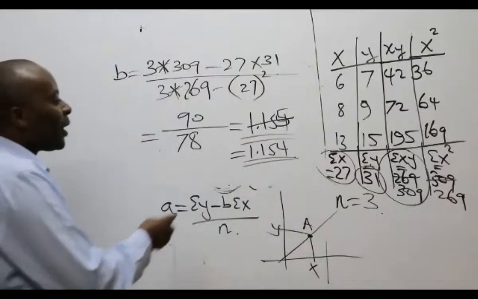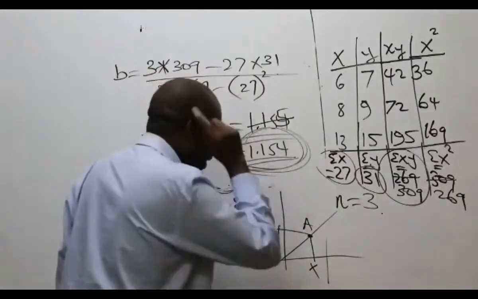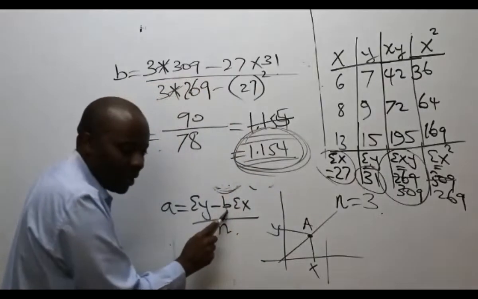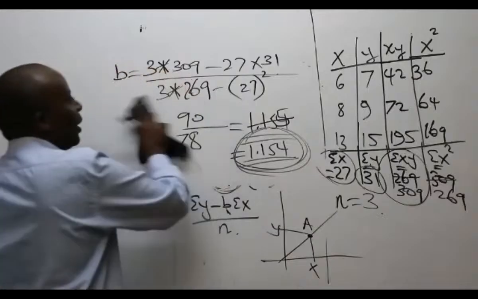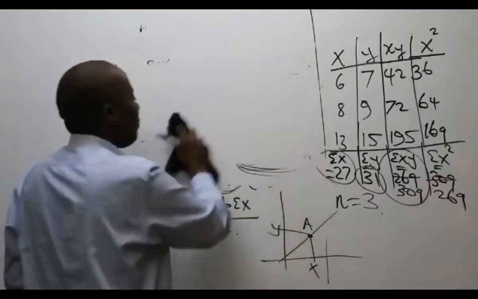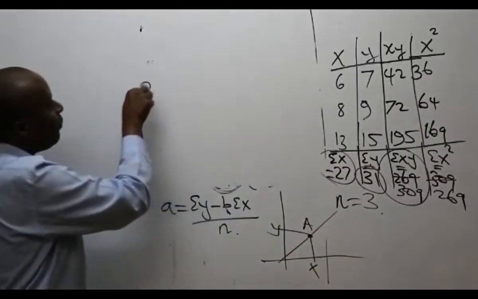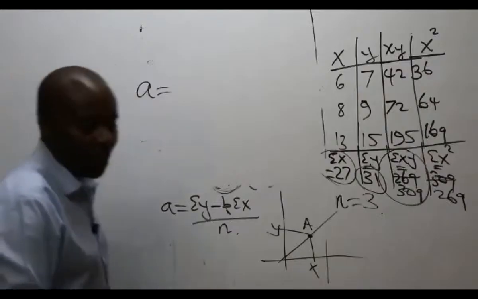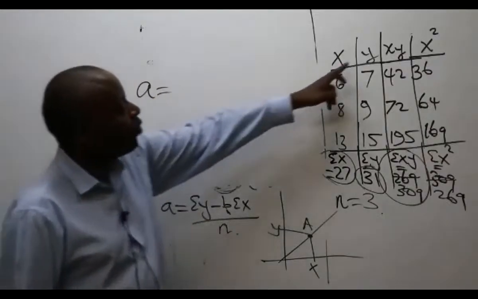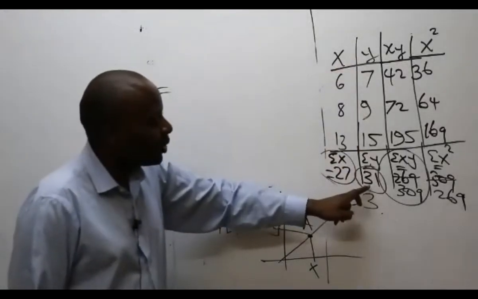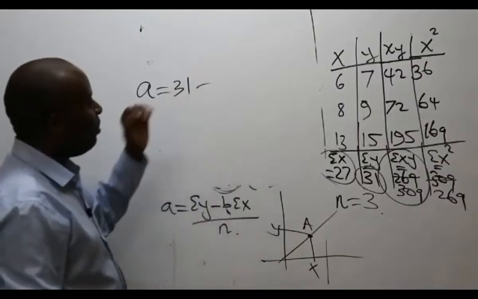Ladies and gentlemen, this figure here will be stored somewhere at the back of my mind because I need it here. While calculating A, I need the value of B. So this figure, I have to write it permanently somewhere at the back of my mind. So please come and give me the value of A. How do we get A? To get A, we are taking summation of Y. Summation of Y is here. It is 31 minus the value of B that we got.